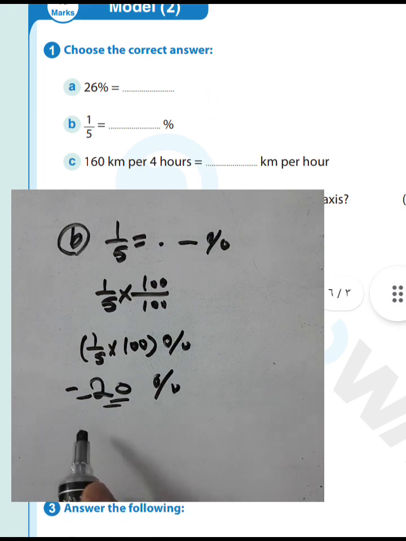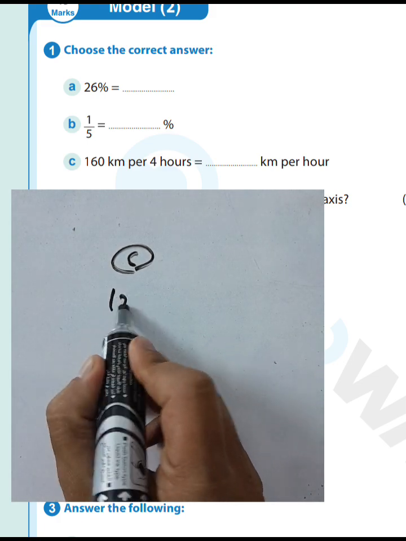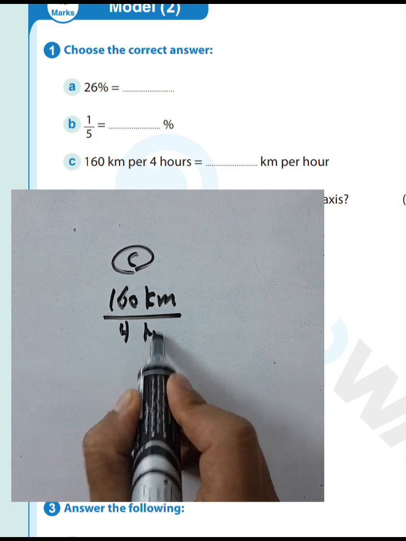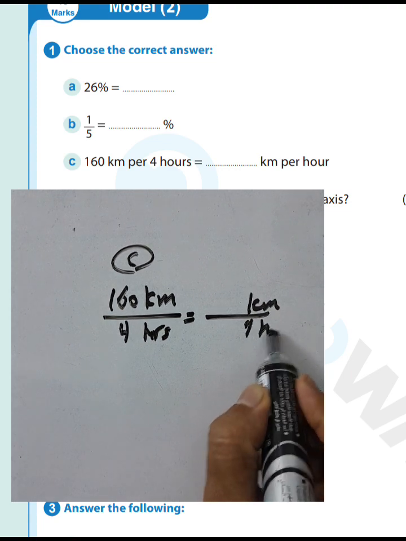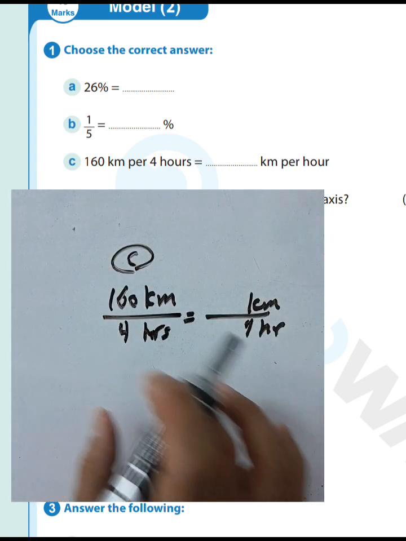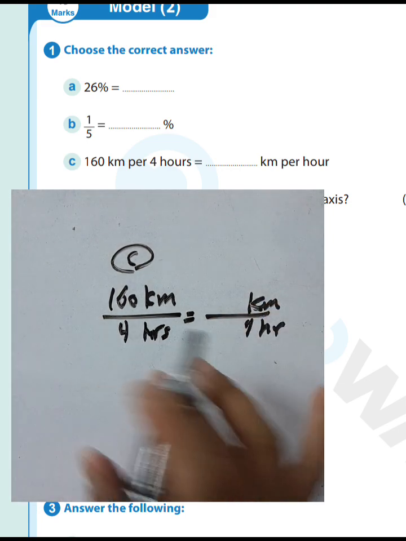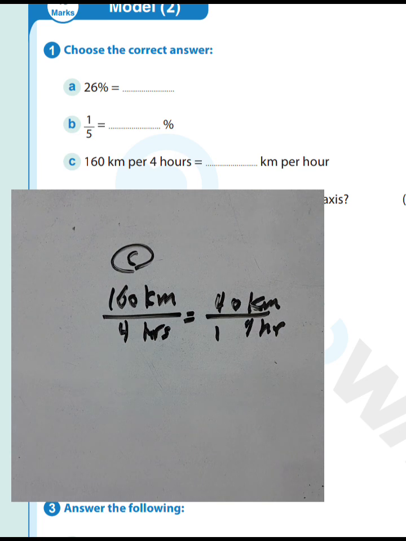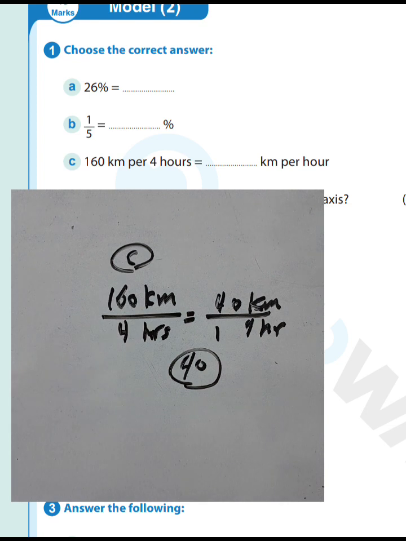Question letter C. We have 160 kilometer per 4 hours. It will be equal to a space kilometer per 1 hour. You must divide 160 by 4 to convert from rate to unit rate, by dividing by 4. 16 divided by 4 equals 4 and write 0. Then the result will be 40 kilometer per 1 hour. The result will be 40. Okay, write 40 in the space.